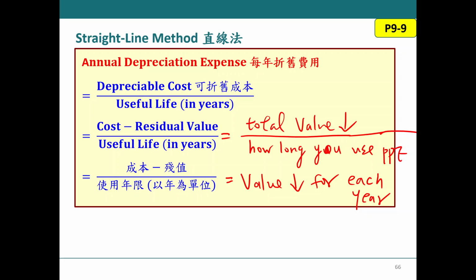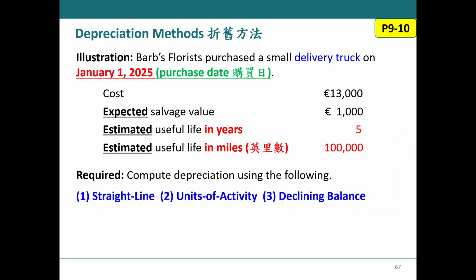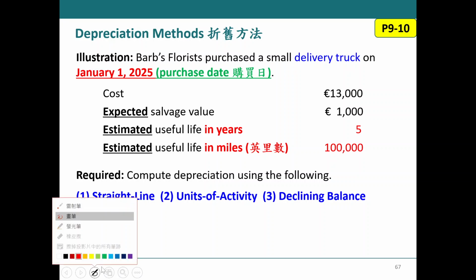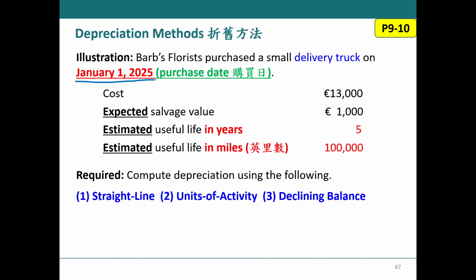Okay, so let's look at one case. One case, and we apply it to three different methods, okay? So this case is right here. We buy our delivery truck on January 1st, 2025. You buy the delivery truck, okay? And don't forget, you need three factors, right? First is the cost. Second is useful life.